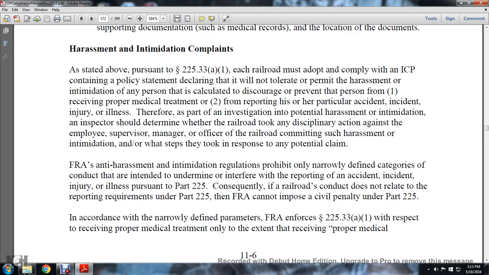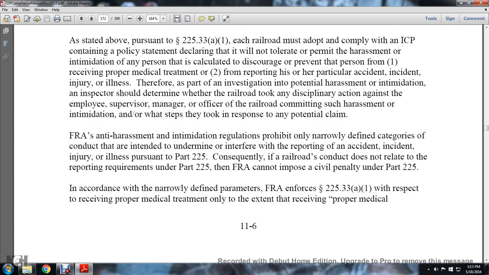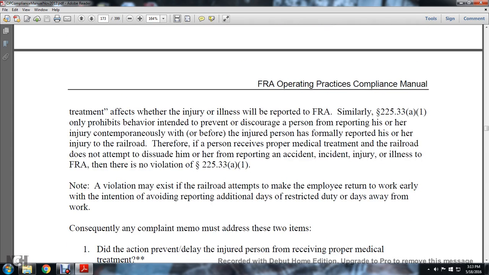The FRA's anti-harassment and intimidation regulations prohibit only narrowly defined categories of conduct intended to interfere with the reporting of an accident, incident, or illness pursuant to Part 225. Consequently, a railroad's conduct that does not relate to reporting requirements under Part 225 is not covered. The FRA can impose a civil penalty under 225 in accordance with narrowly defined parameters. The FRA enforces 225.33(a) with respect to receiving proper medical treatment only to the extent of the proper medical treatment.